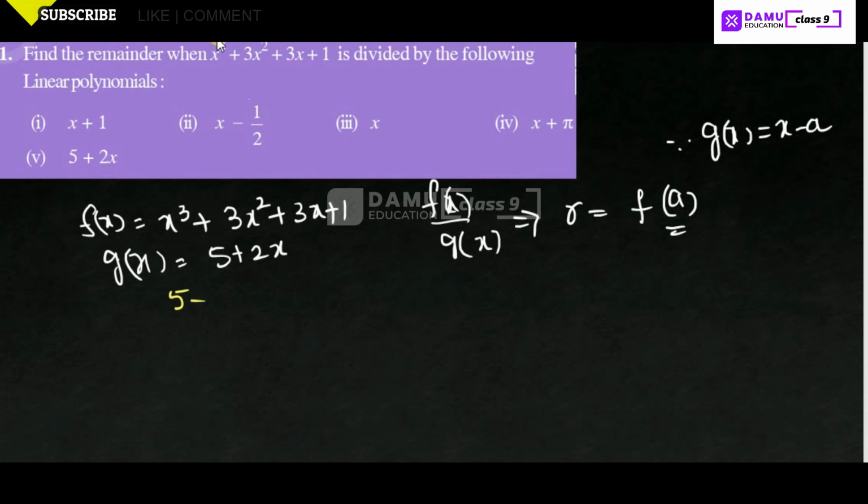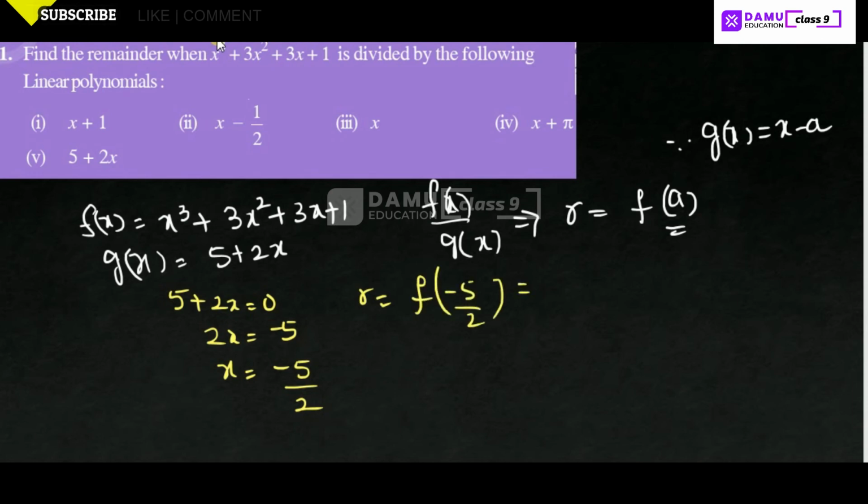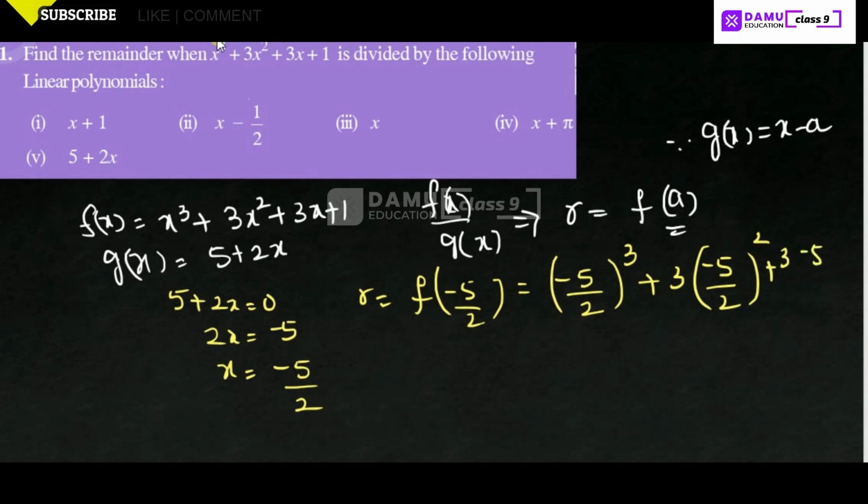So equate it with 0. So 5 plus 2x will be equal to 0. Then 2x will be equal to minus 5. Then x will be equal to minus 5 by 2. So like this we need to solve. Then the remainder will be equal to f of minus 5 by 2. Let's substitute in this: minus 5 by 2 whole cube plus 3 into minus 5 by 2 whole square plus 3 into minus 5 by 2 plus 1.